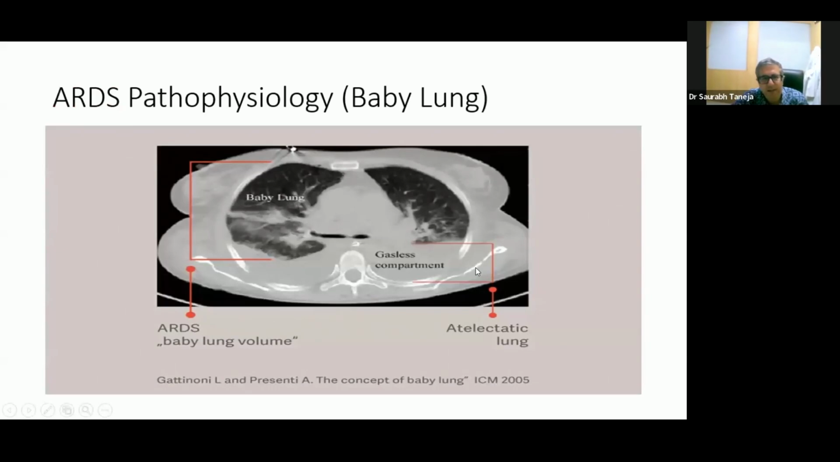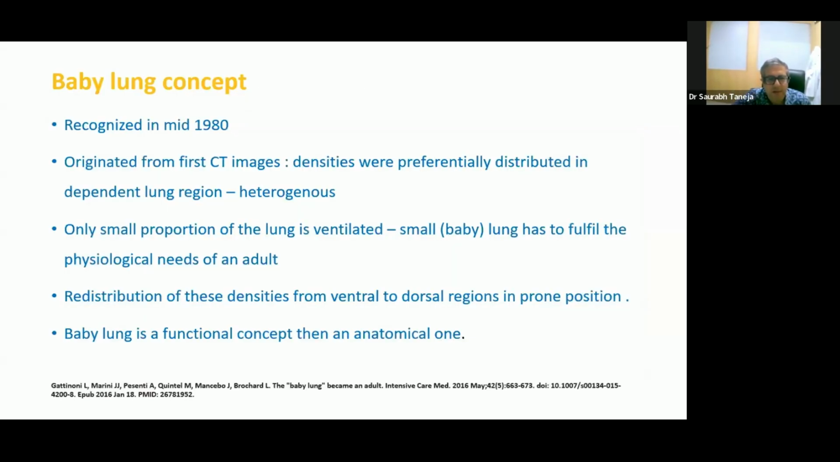So now we come to the ARDS pathophysiology, which is typical of hypoxemic respiratory failure, and this concept is the baby lung concept, which was given around 2 decades back from 2025. It tells you that we have a certain amount of lung, and when the patient has ARDS, a syndrome caused by multiple diseases, the amount of lung taking part in gas exchange decreases, and that is why it is called a baby lung concept. So this told us that the amount of lung used in physiological air exchange decreases.